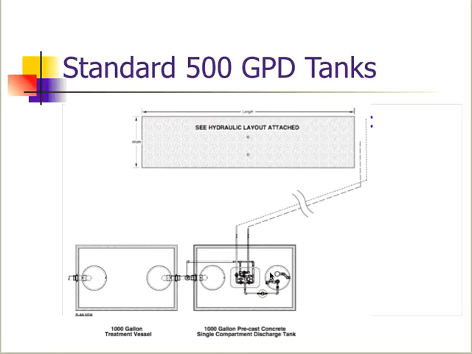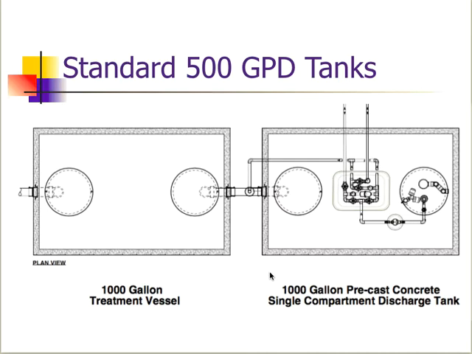Our tanks, we need two, minimum of 1,000 gallon for our septic tank, single compartment. And then we're going to have another 1,000 gallon discharge tank, single compartment.